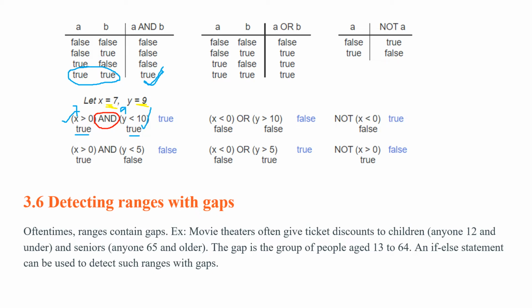The next topic is detecting ranges with gaps. There are gaps seen sometimes within the ranges given. Let us look at an example. The most common example is ticket booking at movie theaters. Usually the child ticket and the senior ticket get a discount on the movie ticket price, but the age group between these two has the regular ticket price.